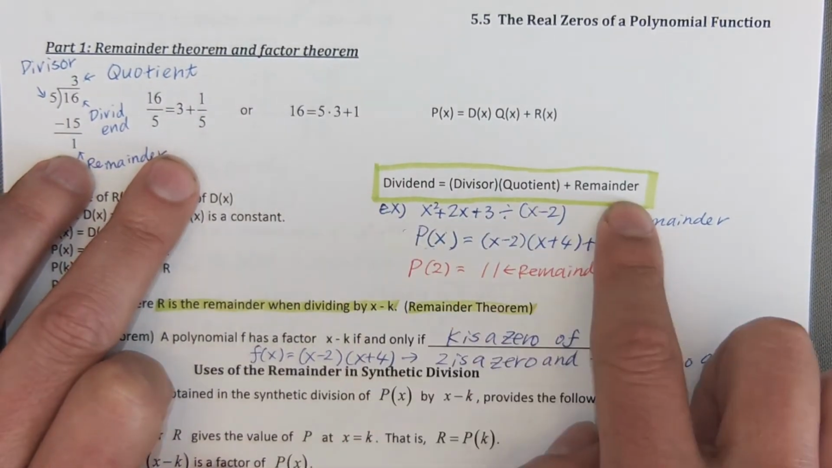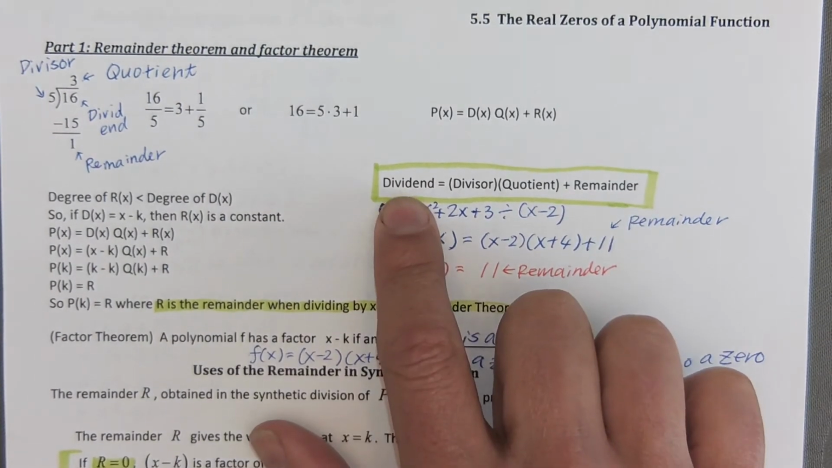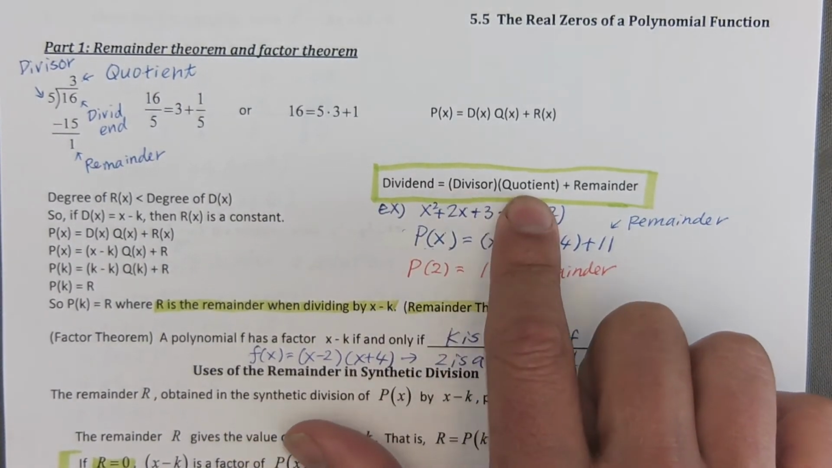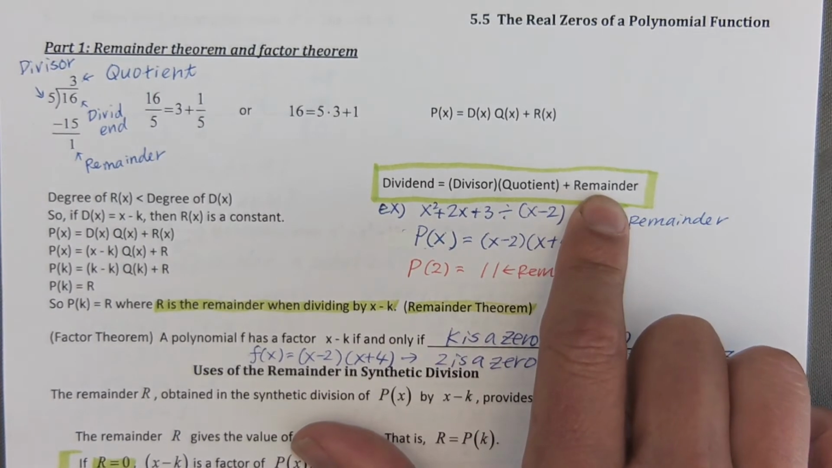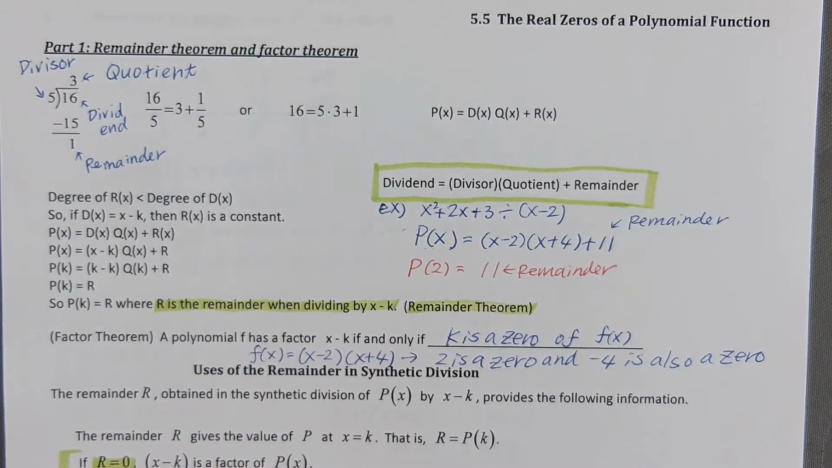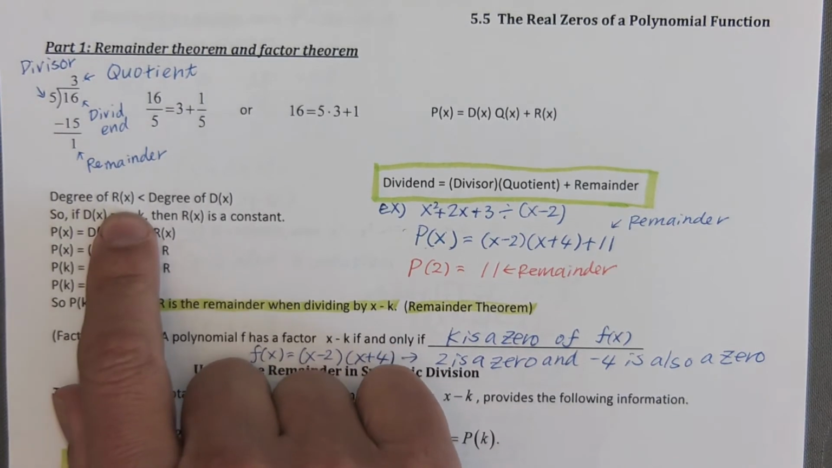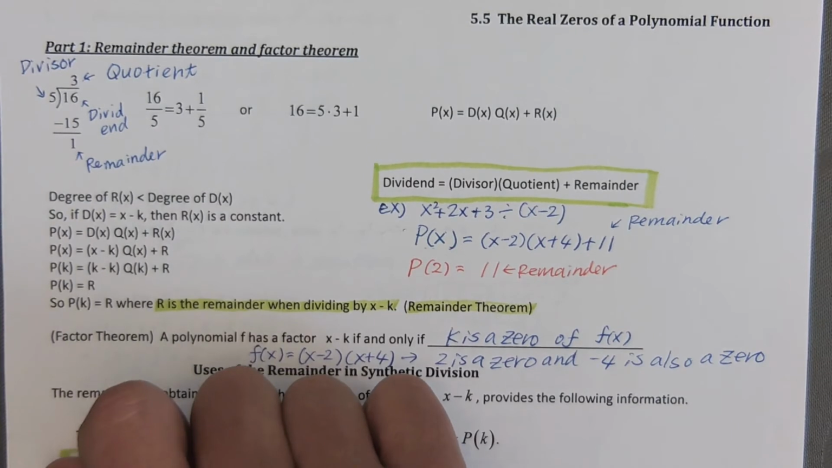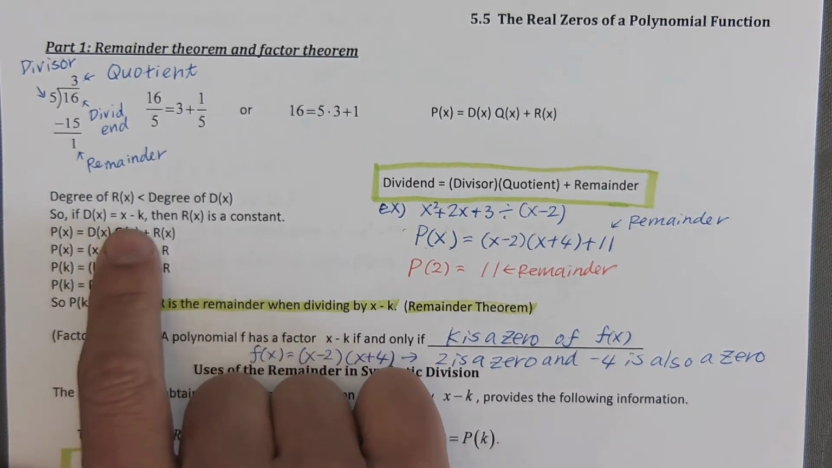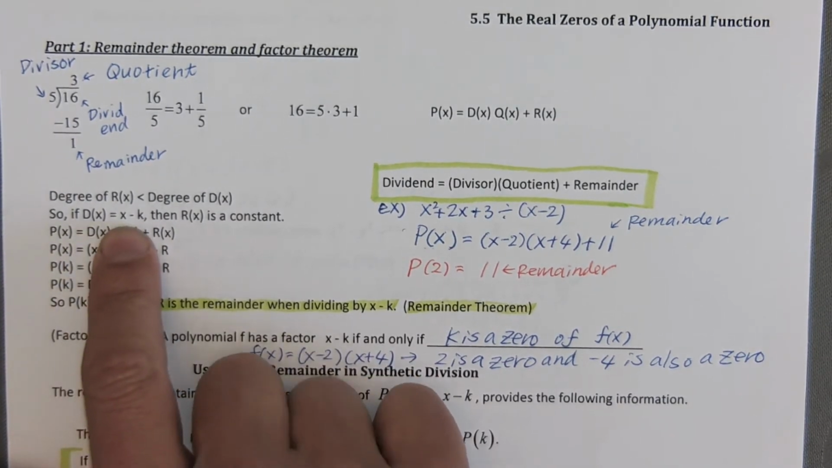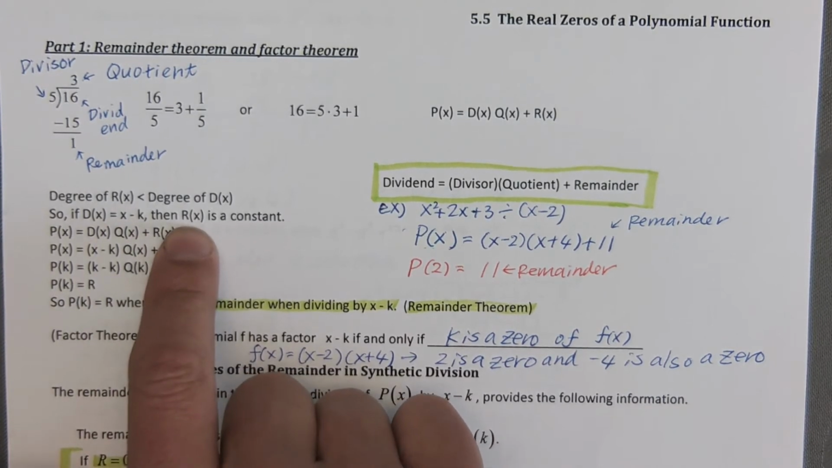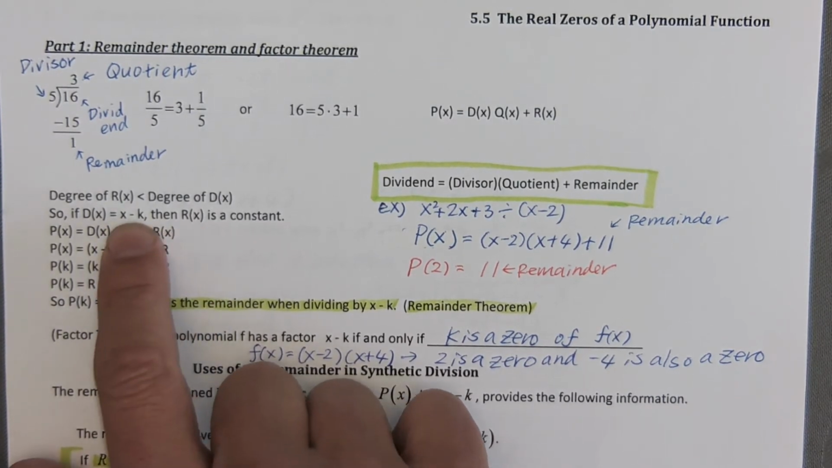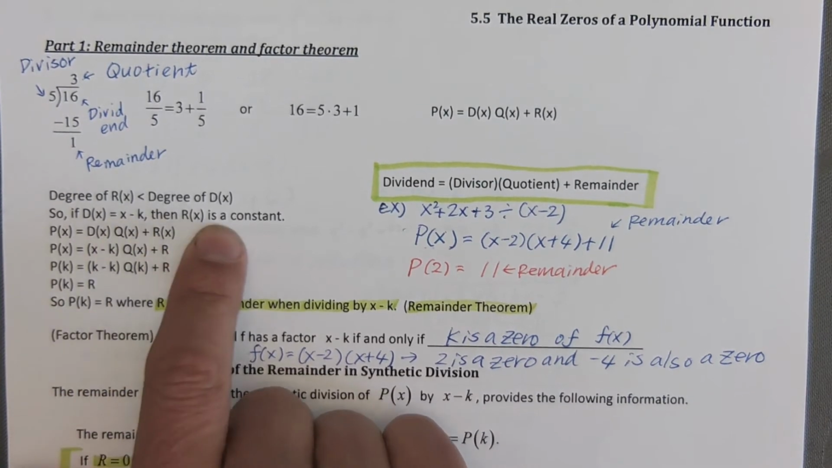And that gives us a general rule here, where the dividend is equal to the divisor times the quotient plus the remainder. And that's going to sort of be the basis of what we're doing. Now, the degree of the remainder is always going to be less than the divisor, meaning what's in the denominator. And so if we have that the denominator is x minus k, which is a first degree polynomial, that means that our remainder must be a constant if it has to be a degree less, because degree less than 1 is 0, and the 0 degree is a constant.